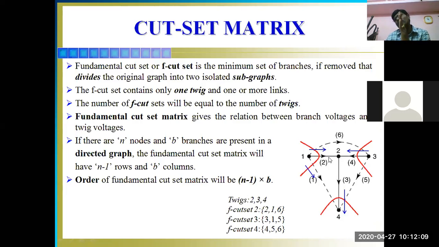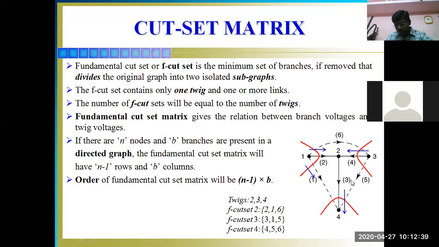So if you remove these 3 branches, there is a subgraph with first, second, sixth element, and the remaining are another subgraph. Here we removed only the second twig: second twig, first and sixth links. Like that, coming to the third twig, you remove these 3: 1, 3, 5. 1 twig, 2 links.